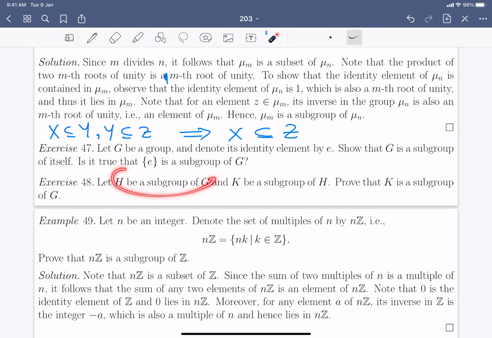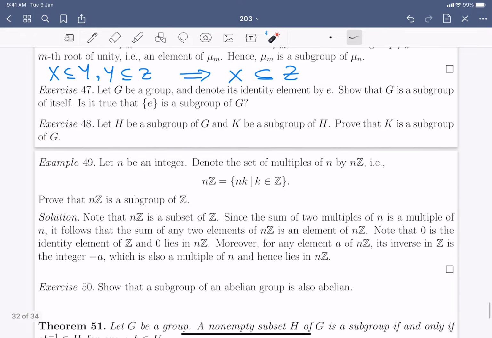Now just note that this exercise says that if you have a subgroup H of G, and if you have a subgroup of H denoted by K, then you have to show that K is a subgroup of G. The first thing is to note that K is a subset of G. That is for sure, because K being a subgroup of H, it has to be a subset of H. On the other hand, since H is a subgroup of G, it has to be a subset of G. So K is a subset of H and H is a subset of G, so it follows that K is a subset of G. So we have to show that this subset K of G actually forms a subgroup of G. Please try to work it out.